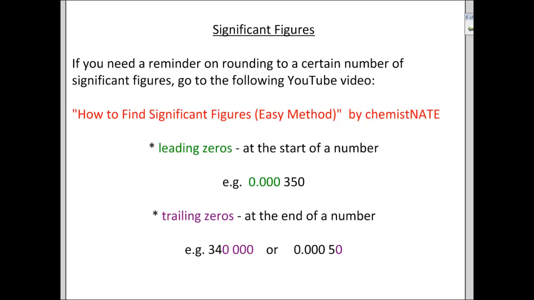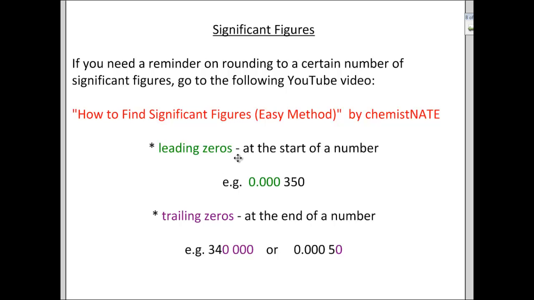The last thing I just wanted to mention is that you need to be aware of significant figures and how to write them, particularly when you do the work in this chapter. So if you need a reminder on how to round to significant figures, there's a great YouTube video that already exists. If you just search for this one, How to Find Significant Figures Easy Method, it's by this guy, Chemist Nate. He refers to two things in there that you might not be familiar with.